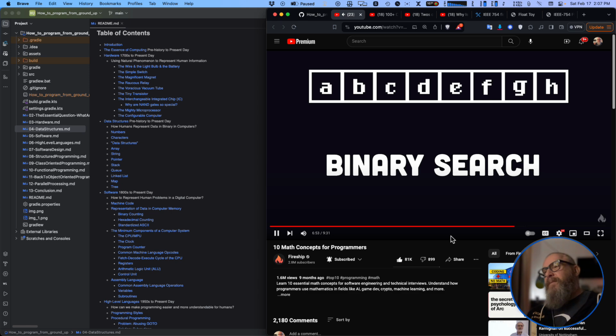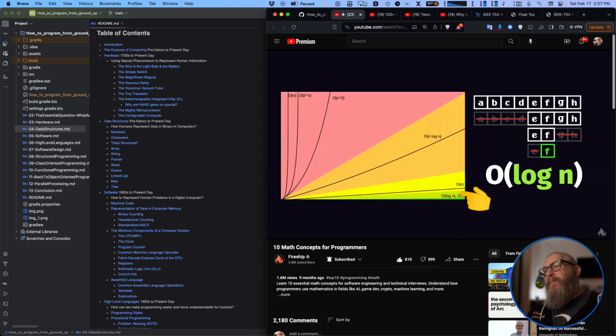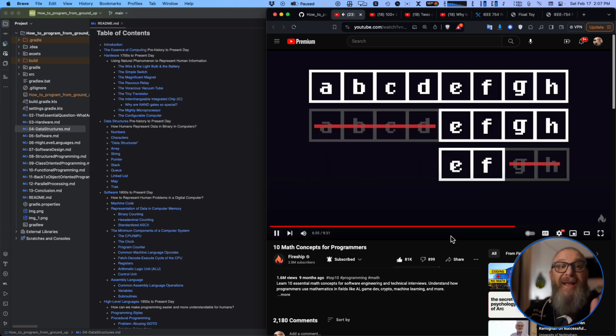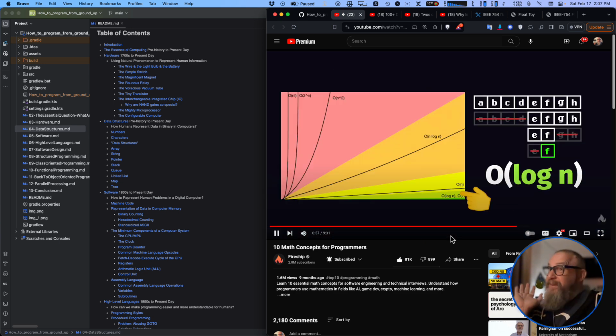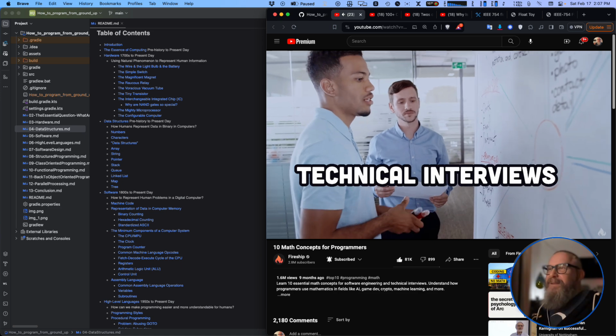However, more sophisticated algorithms like binary search cut the search area in half after each iteration, providing us with logarithmic time. All right, so logarithmic time just means divide by 2. Every item you get, it gets half as long as it goes along. Understanding how to measure complexity is essential for technical interviews and is just a good thing to think about in general.